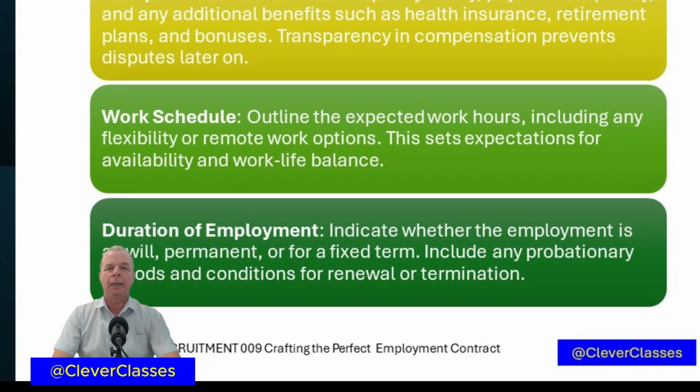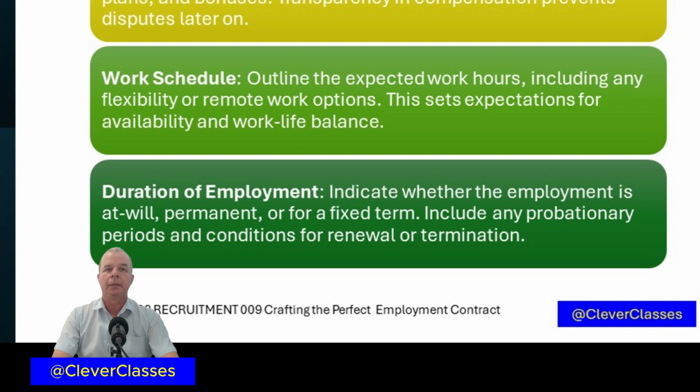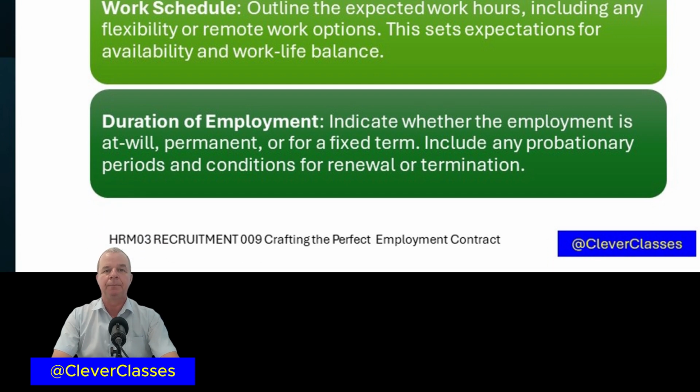Work schedule. Outline the expected work hours, including any flexibility or remote work options. This sets expectations for availability and the work-life balance of the employee. Duration of employment. Indicate whether the employment is at will, permanent, or for a fixed term. Include any probationary periods and conditions for renewal or termination.